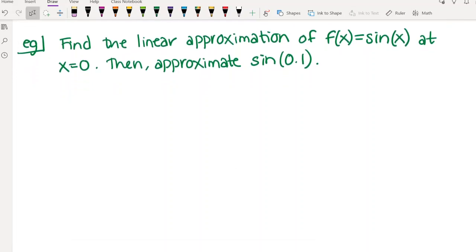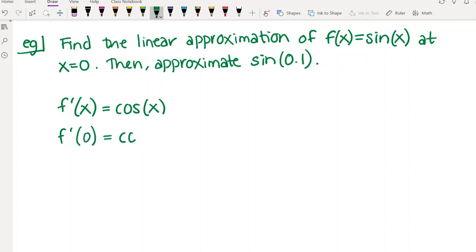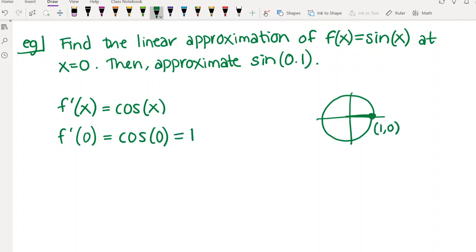Okay, so how do you find the tangent line? Again, like in the last example, we want to start by finding the slope. So f prime of x is equal to cosine of x. And if we're trying to find the tangent line at x is equal to 0, we want the slope at 0, so we take cosine of 0. Cosine of 0 is saying, when you're on the unit circle, what is the x coordinate at an angle of 0? Well, the x coordinate is 1, so cosine of 0 is 1. So that tells us that the slope of our tangent line is 1.